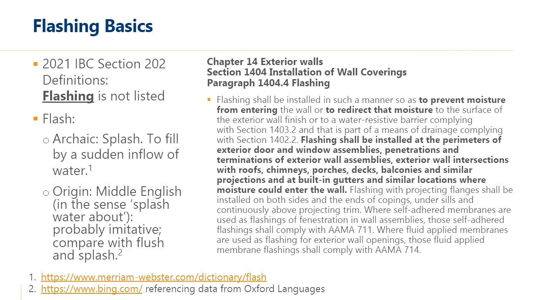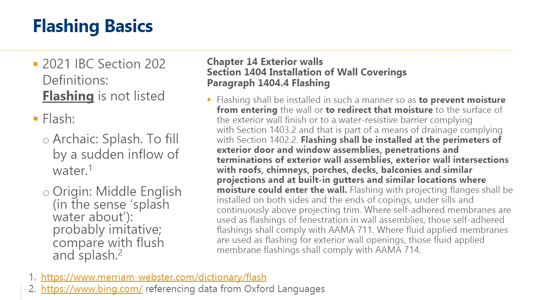So if we go to look at a definition of flashings, if we turn to the 2021 International Building Code, their definitions section, you'll find flashing isn't actually listed. So it's not one of the items that they list. If we roll back in time, you can find some archaic uses of the word flash that is more like splash, to fill by a sudden inflow of water. So this idea of water movement being related to the root word of flash does have precedence, but over history, we lost exactly how we got that term flashing.